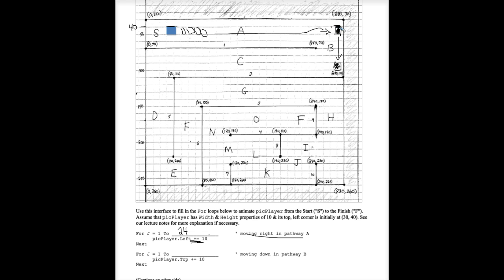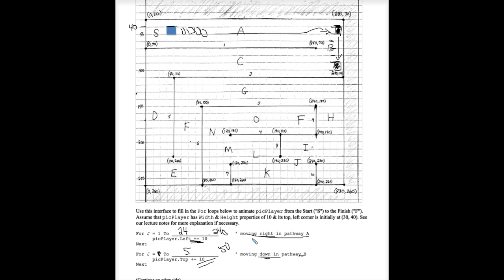So we need to take this top edge and add 10 pixels. How many times do we add 10 pixels? Well, to go from here to here would be 10. Another 10 is 20. Another 10 is 30, 40, 50, and that's where the new location of the top edge will be. So 50 pixels. And if we're going 10 pixels at a time, and we're starting our J loop variable at 1, oops, sorry about that, then I think we need to put the number 5 in here. Five times 10 is 50, for a total of 50 pixels in the down direction. Just like up here, 24 times 10 is 240 pixels in the right direction for pathway A, and pathway B is going down.